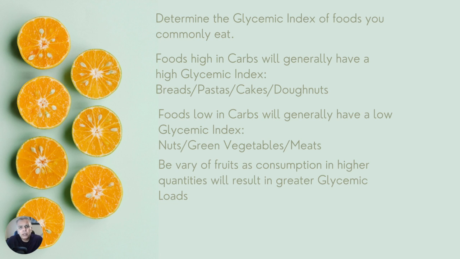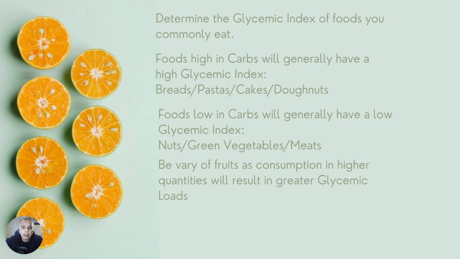So one thing you should do is look at the things that you commonly eat and then do your search and find out what the glycemic index of those foods are, so that you can then have that readily available when you do eat. If you want to look at generic categories, foods that are high in carbs will definitely have a high glycemic index, such as breads, pastas, cakes, and donuts. And foods that are low in carbs, such as nuts, green vegetables, different kinds of meats, fish, those will have a low glycemic index.